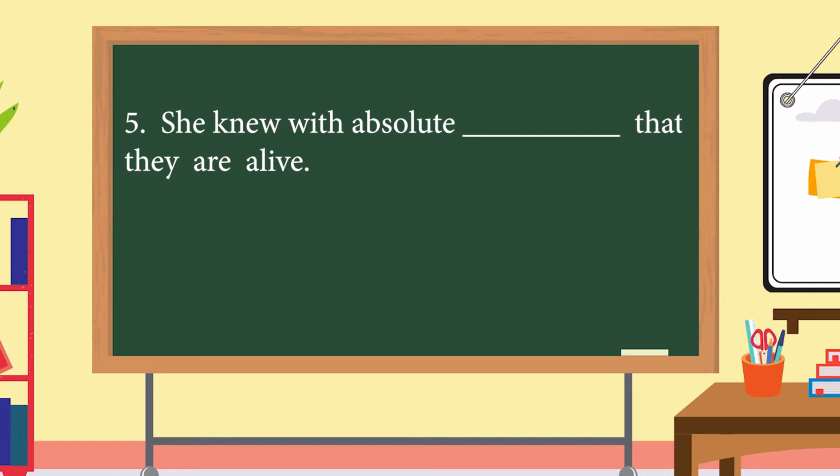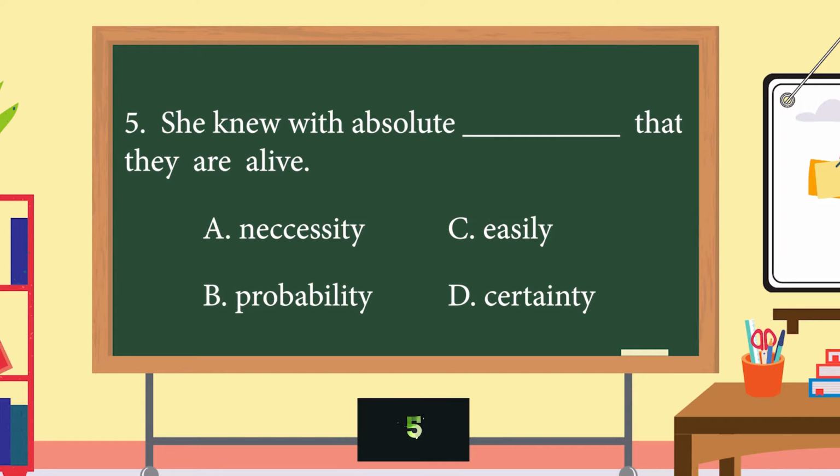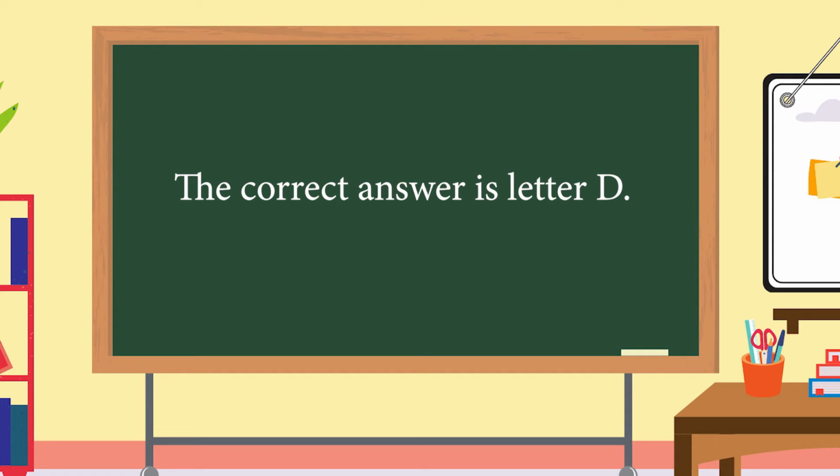For number 5, she knew with absolute that they are alive. A, necessity. B, probability. C, easily. D, certainty. Time's up. What is your answer? Very good. The correct answer is letter D.